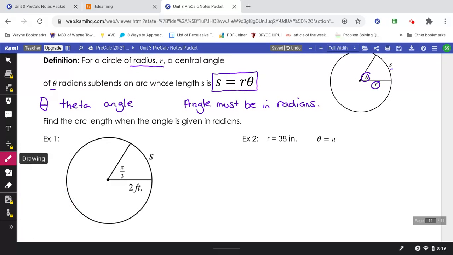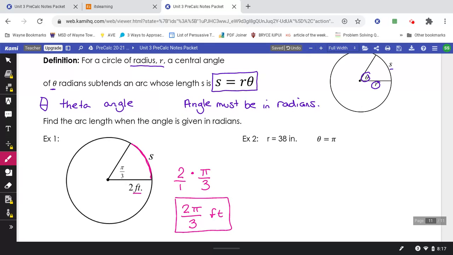Find the arc length when the angle is given in radians. So that means we're not going to have to convert it. We can use pi over 3. So we're going to take our radius, 2, and multiply it by pi over 3, our angle. I'll put that over 1. Multiply across the numerators and across the denominators to get 2 pi over 3. You could label it as feet if you'd like. And that's it. Pretty simple process. And that's going to represent how long this little arc is.